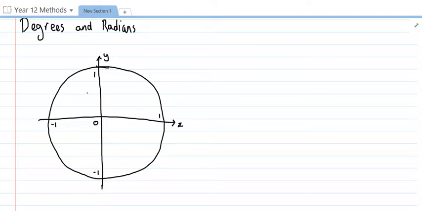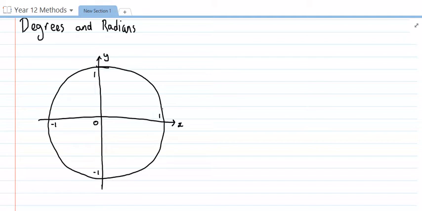So to begin with, you can see I've drawn my unit circle here. Now the unit circle is a special circle which has a radius of 1 unit and helps us to develop all kinds of rules and different things. But I guess we need to talk about the actual definition of a radian.